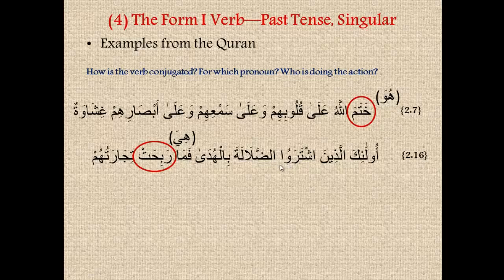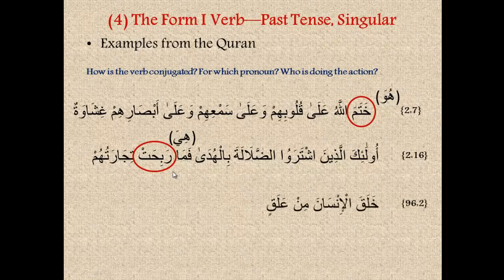أُولَٰئِكَ الَّذِينَ اشْتَرَوُا الضَّلَالَةَ بِالْهُدَىٰ. أُولَٰئِكَ الَّذِينَ, they are those who have purchased or traded misguidance for guidance, and their transaction or purchase was of no benefit. فَمَا رَبِحَتْ تِجَارَتُهُمْ.